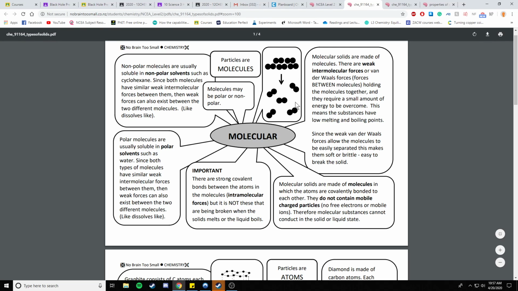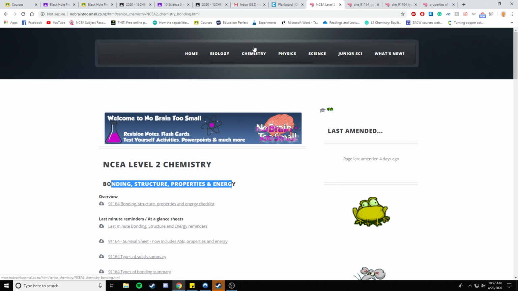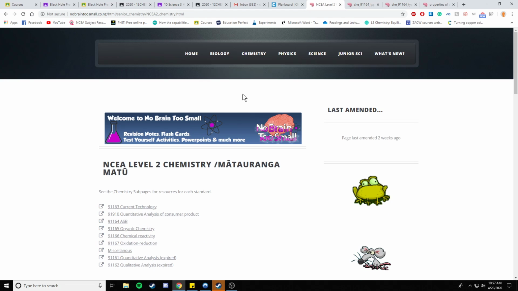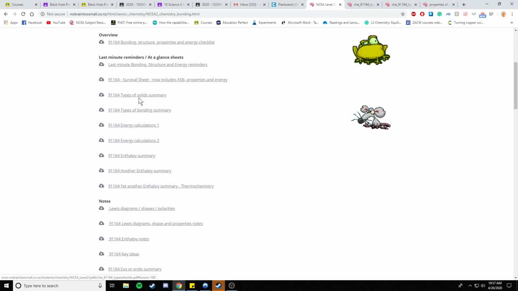Alright, have a look at this page. A reminder how to get to it. You're going to go on to No Brain Too Small under Chemistry, Level 2, ASB, and Types of Solids Summary.